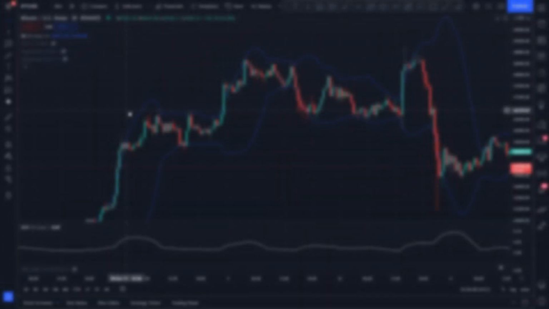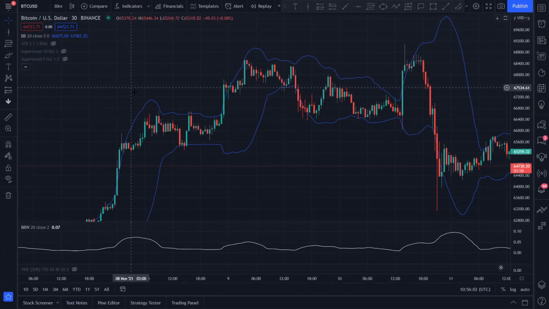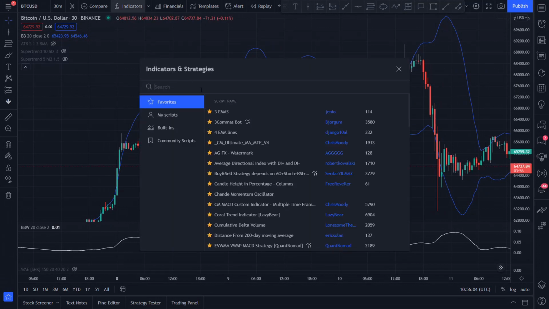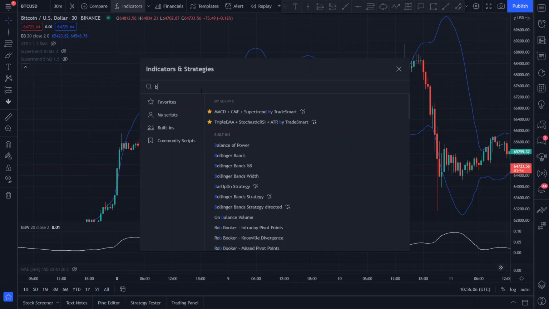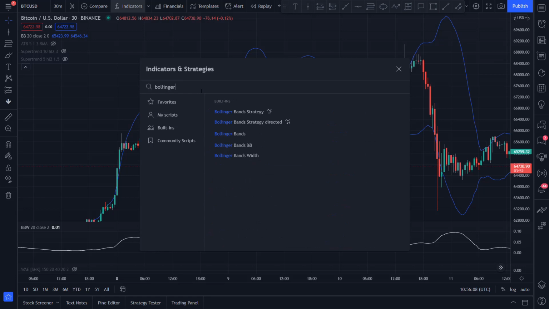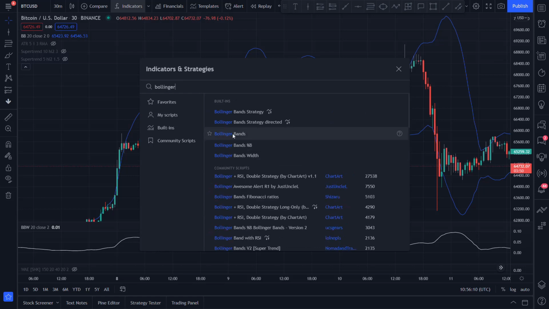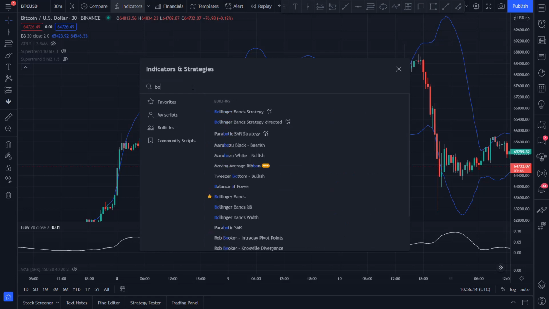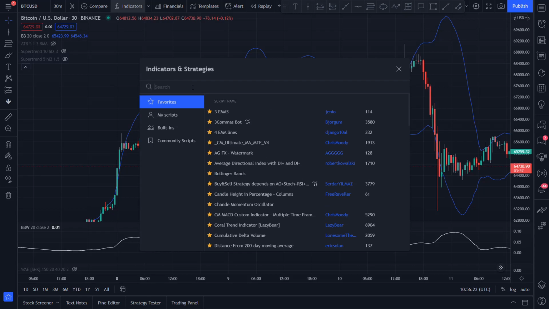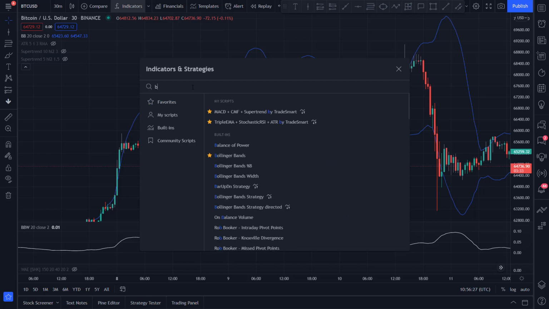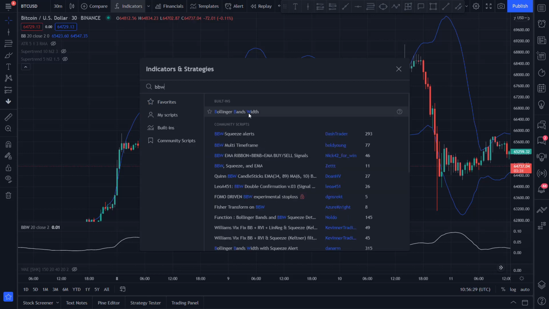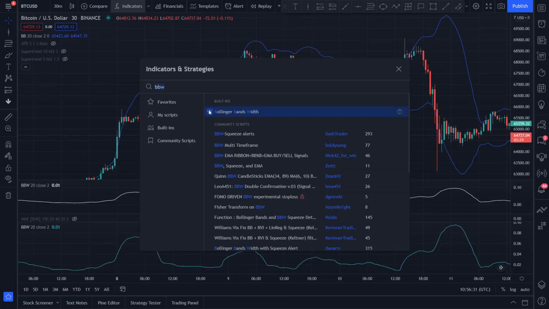With that said, let's get right into the strategy. So for this strategy, we are going to use three different indicators. The first one is going to be the Bollinger Bands, so type in Bollinger Bands. We are going to use the built-in one. The second one is going to be an indicator that measures the distance between the two Bollinger Bands, and it's called BBW. So click on this one.